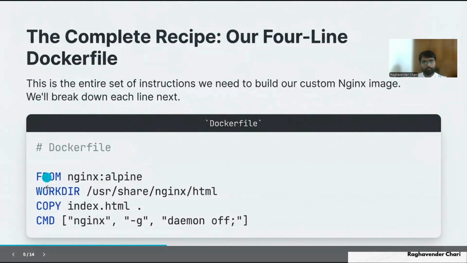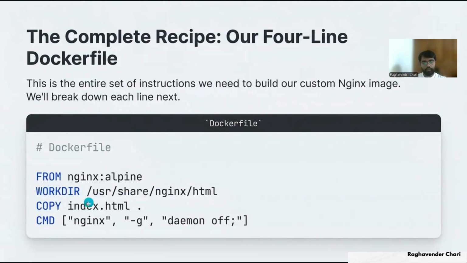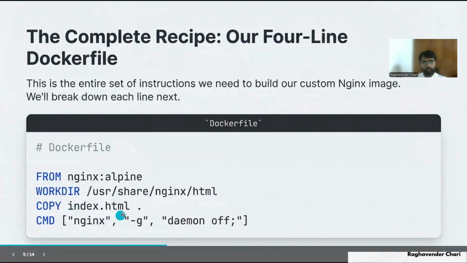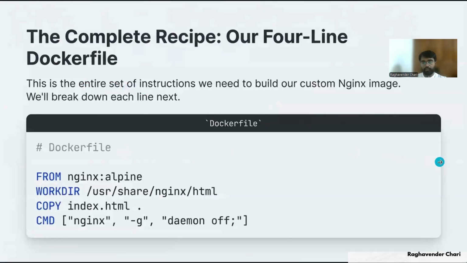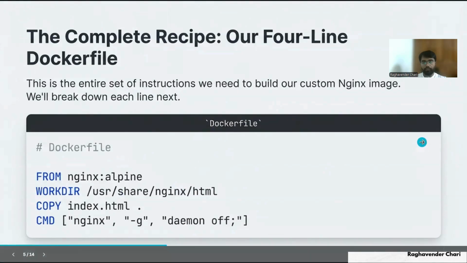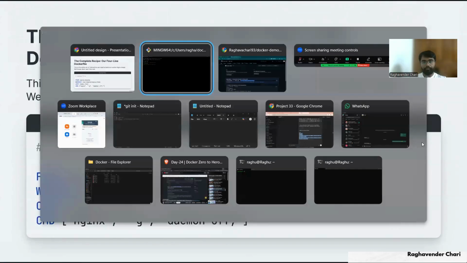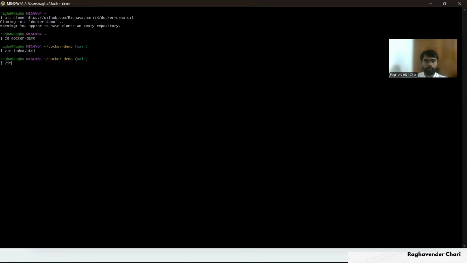In the next class we have the breakdown. We have the working directory, which is /usr/share/nginx/html, and the COPY of index.html. Then we have the CMD, nginx with daemon off. In the next slides I'll explain first, but we'll create the Dockerfile now, and then go through it line by line.